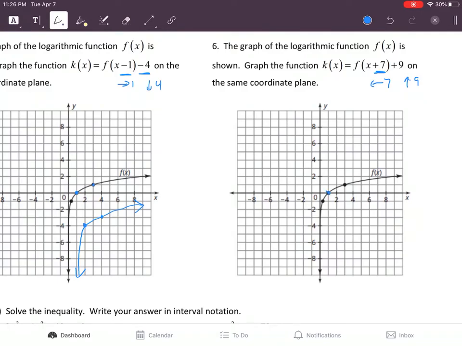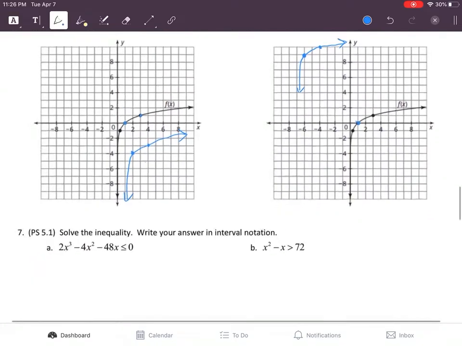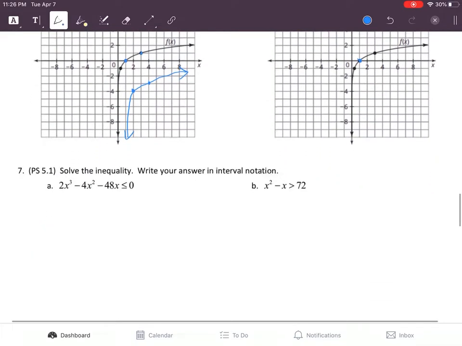Again, I'm only going to use the 2 points. I'll start with this point. I'm going to go left by 7 and up by 9. On the other one, I'm going to go left by 7 and up by 9. So then I'm going to use these 2 points as my graph, and there I've transformed both graphs from the functions. All right, number 7.